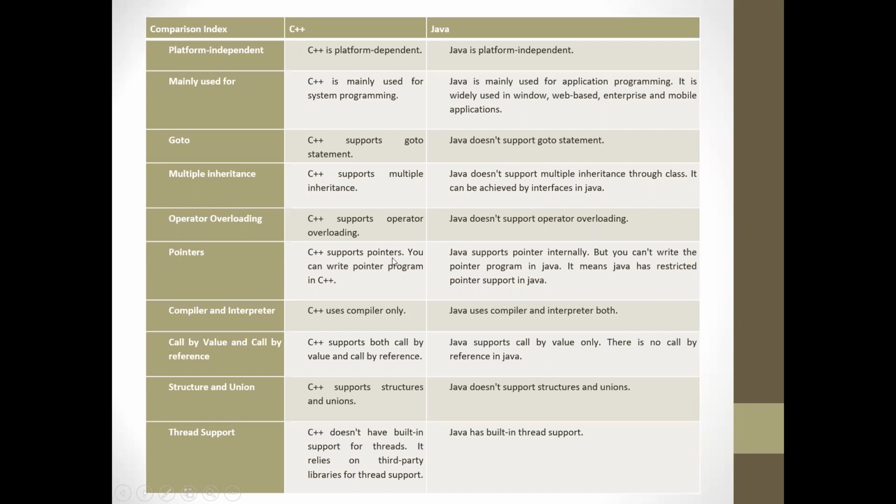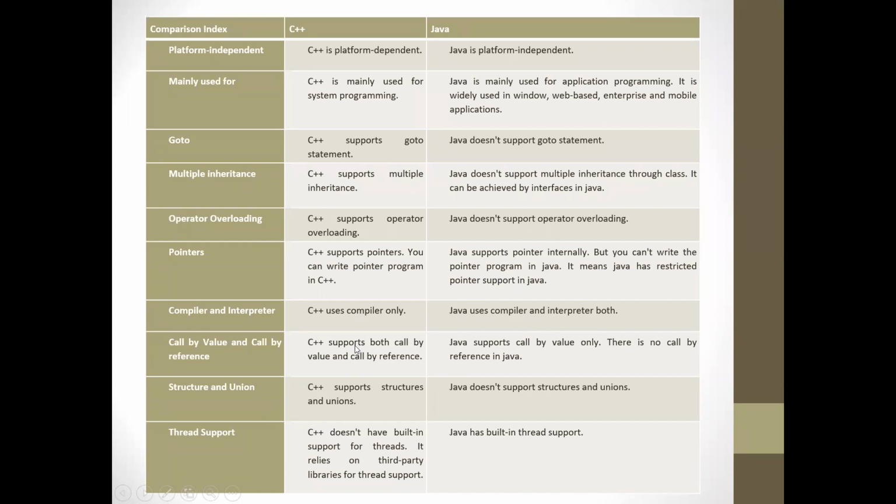As I already discussed with you, C++ supports pointers. We use the pointers for storing or allocating the memory, but in Java all the operations are performed internally without the interference of the programmer. There is no use of the pointers in Java. C++ uses only the compiler, but Java uses both the compiler and the interpreter. Java works on both things, compiler and interpreter.